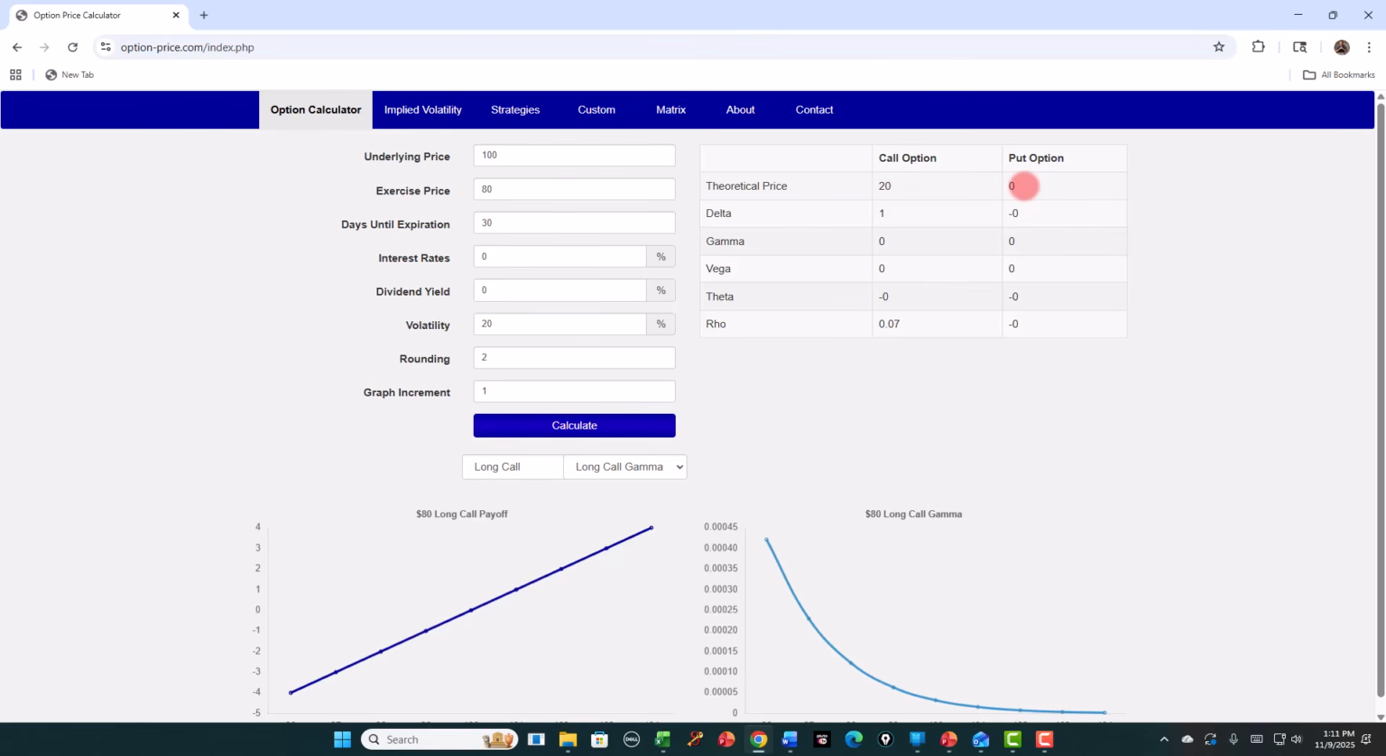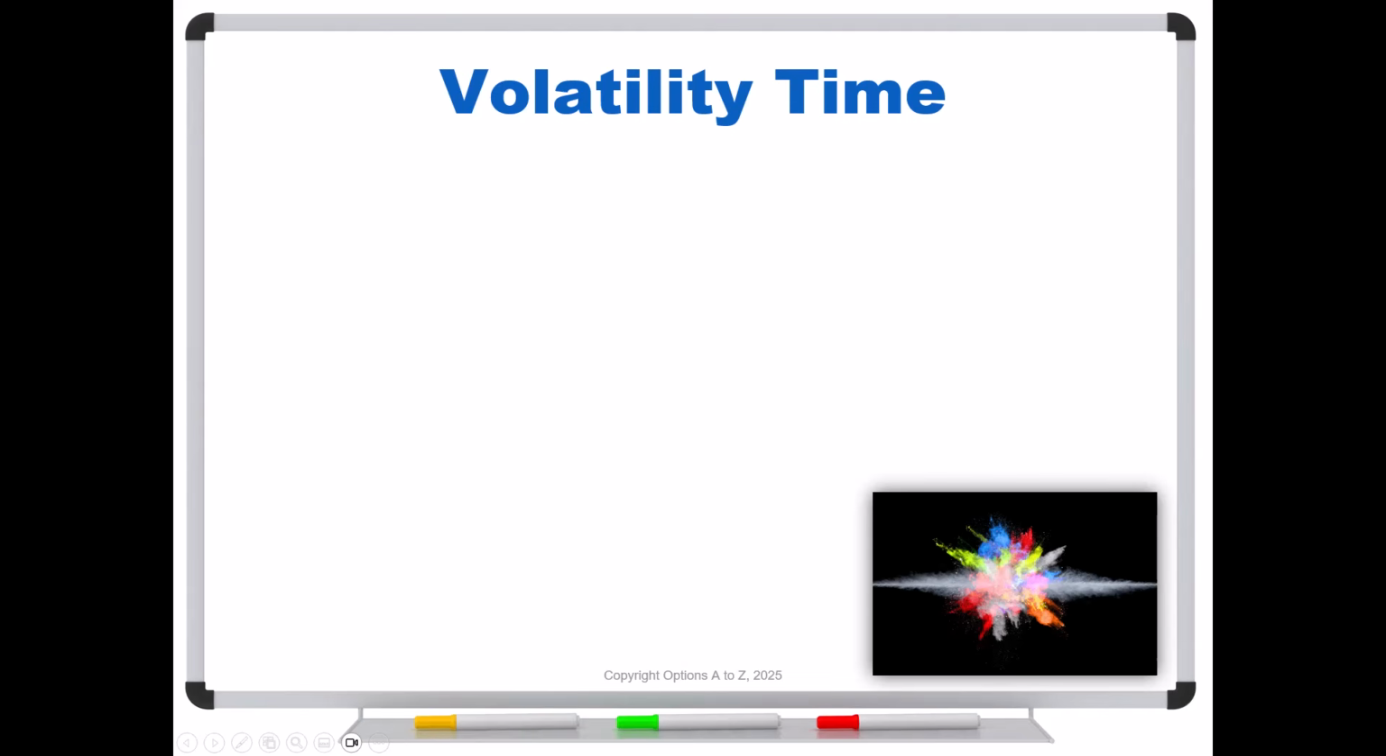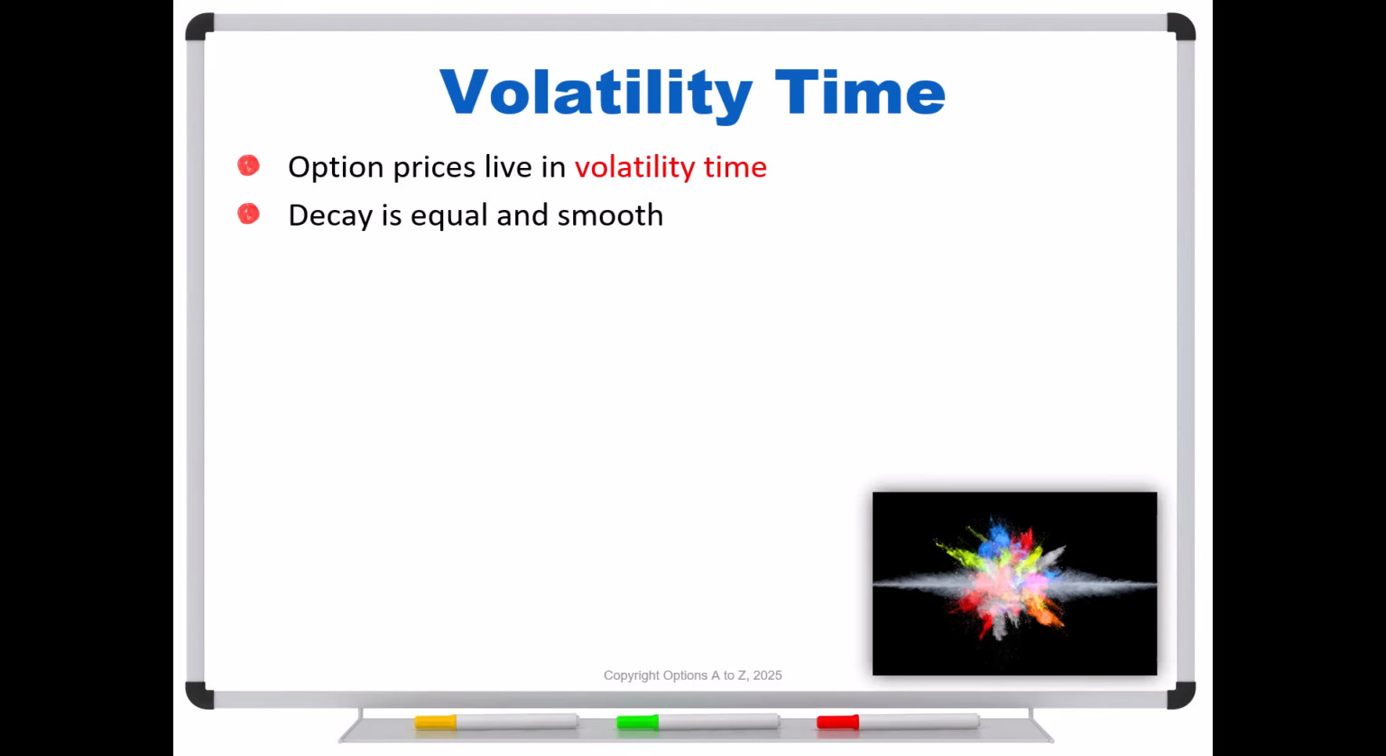Because people say, oh, I need to do this because of theta, or I need to sell options because of theta. And they're not recognizing it's a result of gamma. So the thing to take from this is you have to think about volatility time, which would be thinking about your calendar in the square root of time. And option prices live in this world that we call volatility time. And in that world, decay is equal and smooth. Theta, again, is a price of gamma.